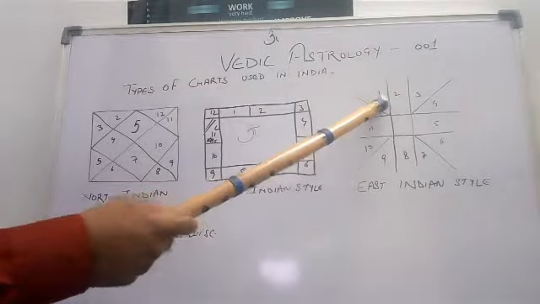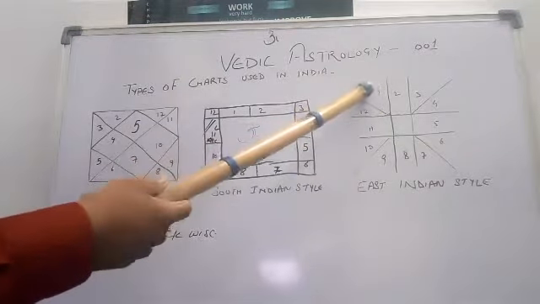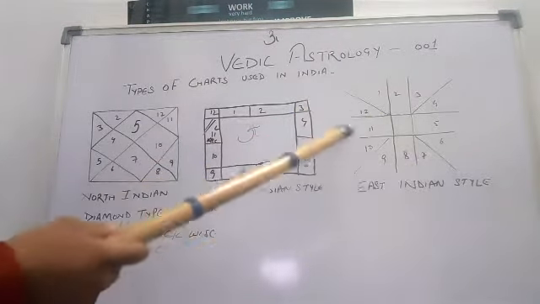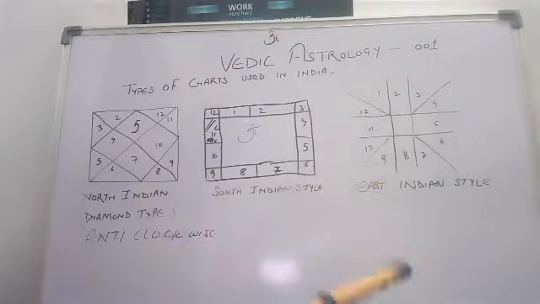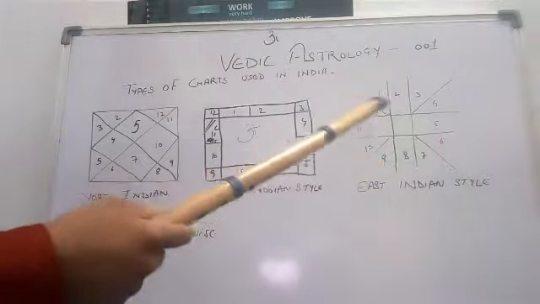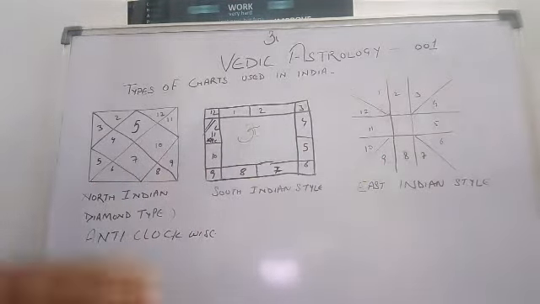The first house is always the same. It'll be here. The second will be here, and third, fourth, like this. And the placement of the planets will be done according to the sign in which they are. So the houses and the signs pretty much remain the same all the time. So this is the basic difference between these 3 types of charts.